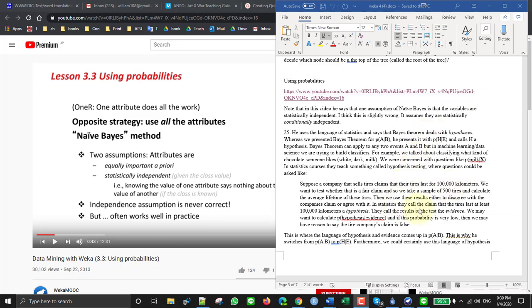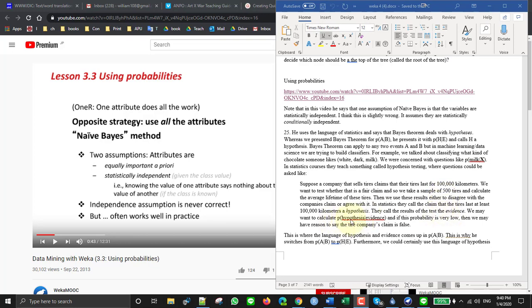Okay, in statistics, they call the claim that the tires last at least 100,000 kilometers a hypothesis. They call the results of the test the evidence. So we do the tests on the 500 tires, and we find out what was the average lifetime of those 500 tires. That's called the evidence.